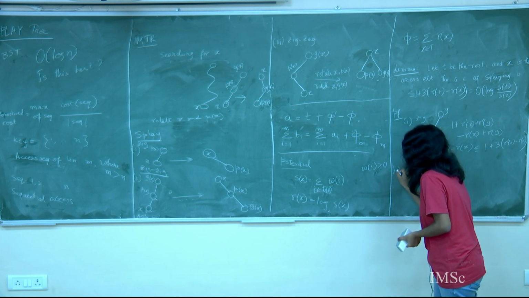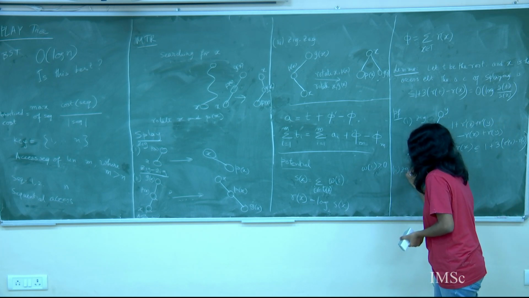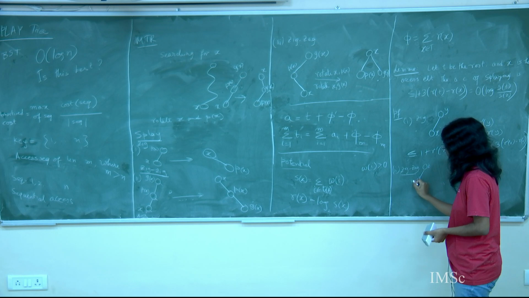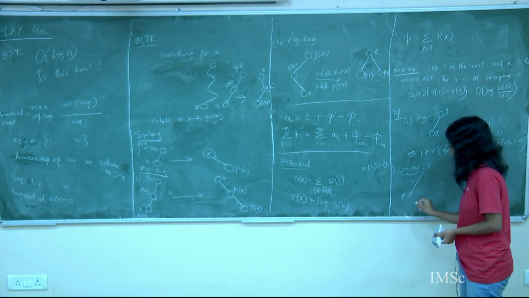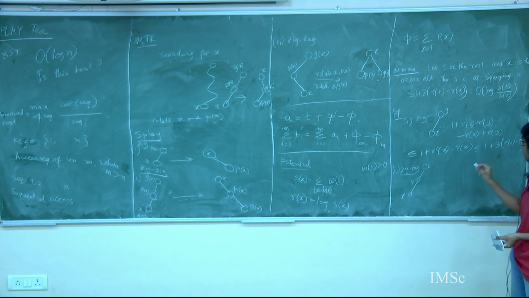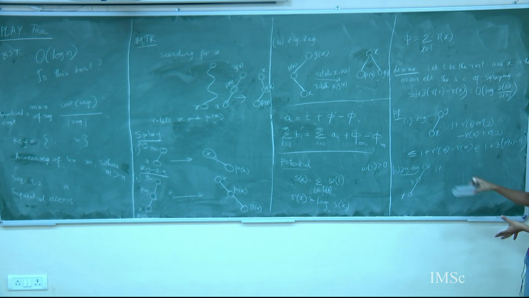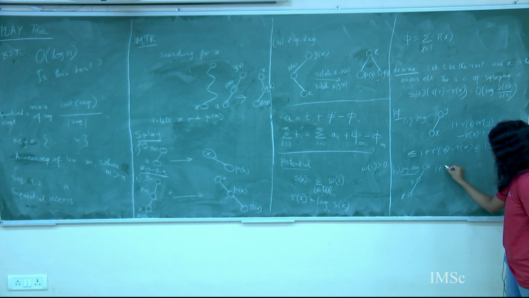Similarly in this case also, say I had z, then y, and then x. Again the potential change of x, y and z will be accounted for. So it will be r prime of x.